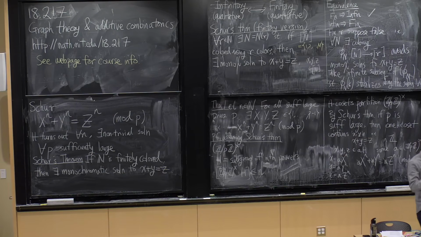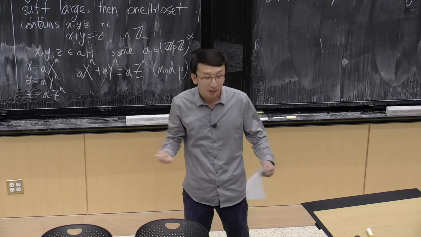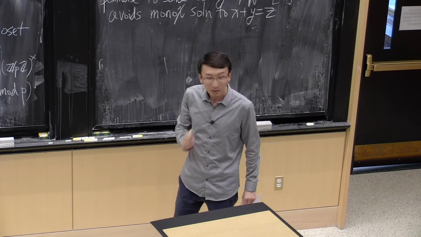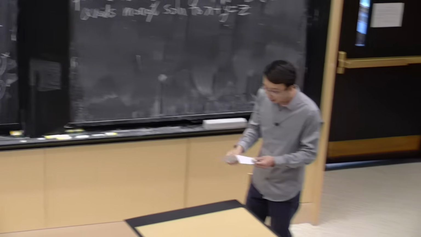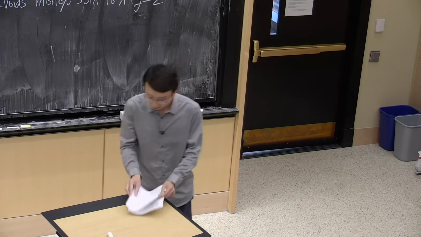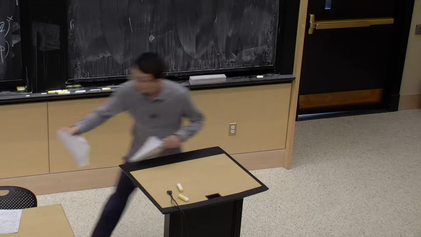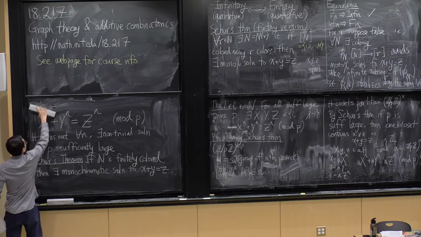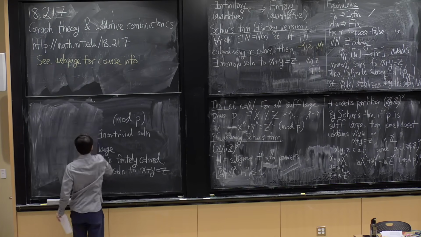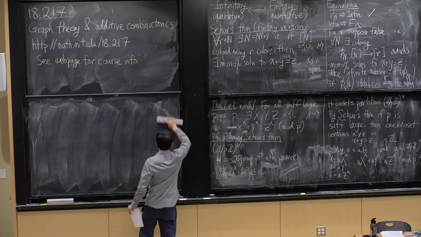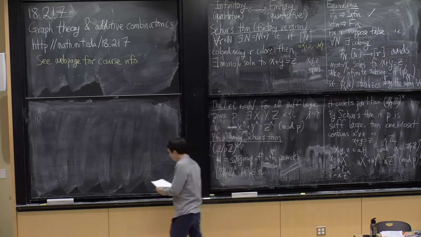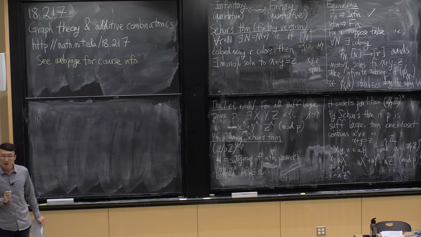But we assumed this claim, Schur's theorem, that every finite coloring of the positive integers contains a monochromatic solution to x plus y equals z. So we still need to prove that claim. Right? So we still need to prove this combinatorial claim, and so that's what we're going to do now. All right. Okay. This is where graph theory comes in.